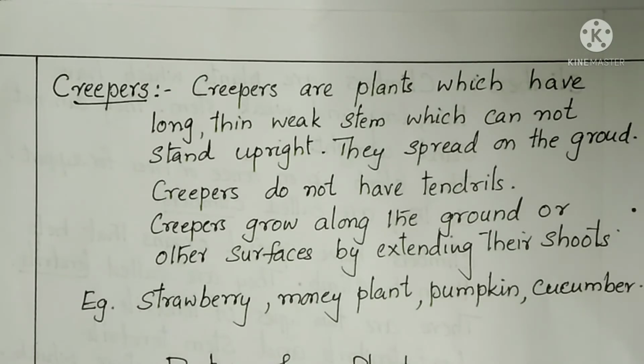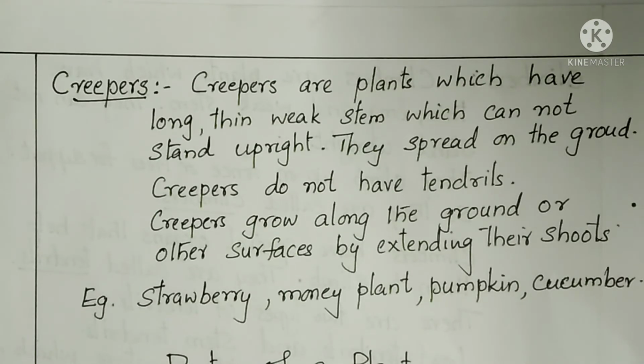Okay. Even cucumber, they grow on the ground. Strawberries also get spread on the ground. So such plants are called creepers. And the main difference between creepers and climbers is that creepers don't get support from other trees. Instead, they take support on the ground and get spread on that. Okay. So we learned about two more types of plants today, that is creepers and climbers.